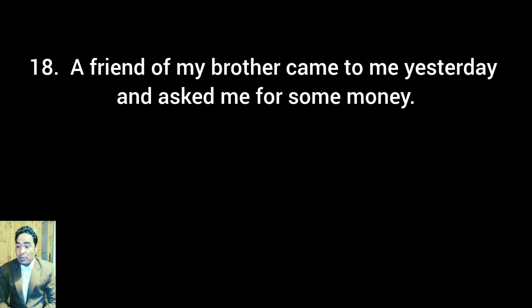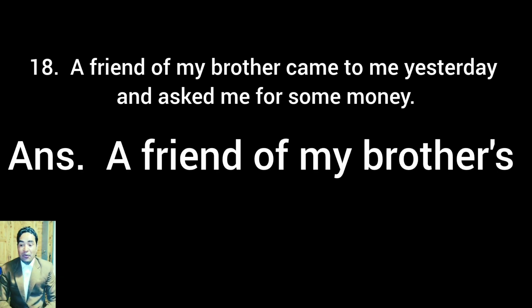A friend of my brother came to me yesterday and asked me for some money. The answer is a friend of my brother's, apostrophe s. But why? As you know, after the of structure we use a plural noun. If you are thinking there is no plural noun here, we have written apostrophe s after the of structure. A friend of my brother's. But where is the plural noun?